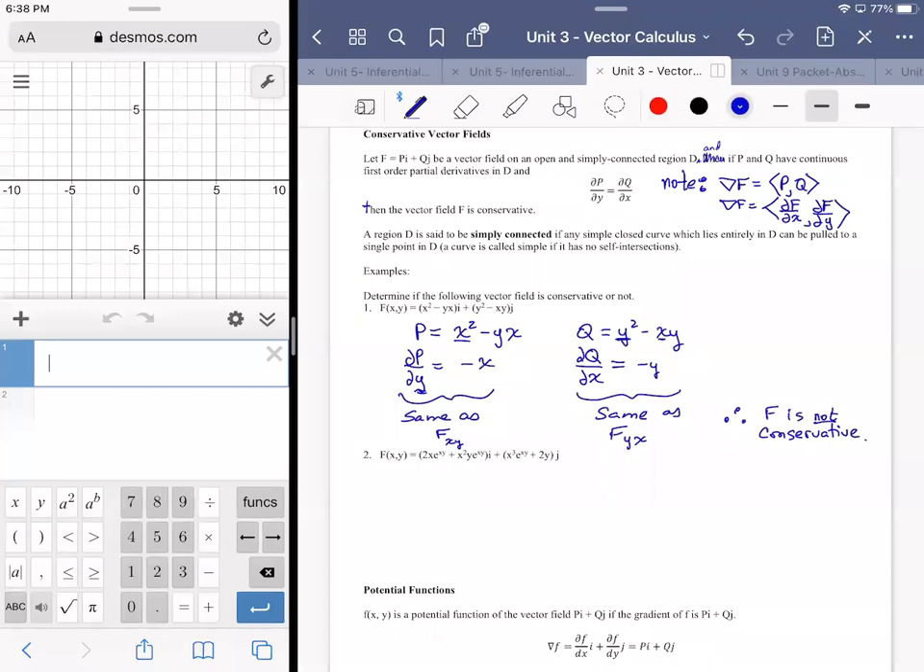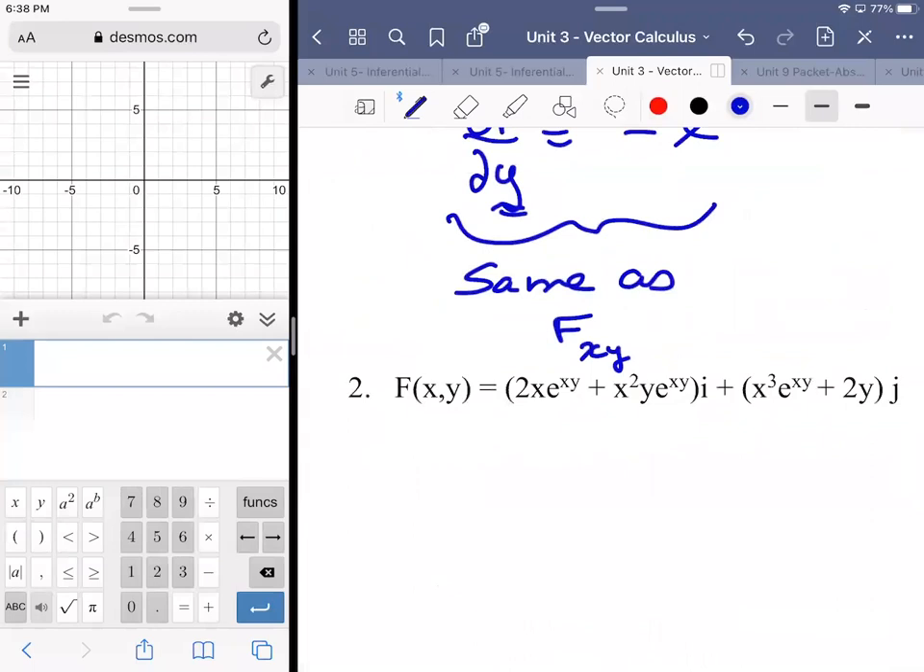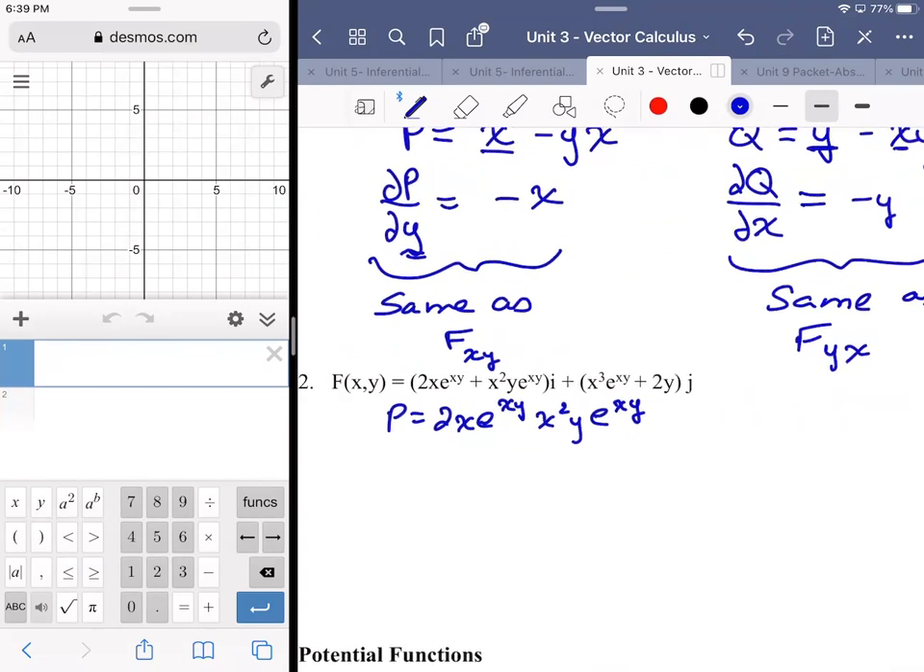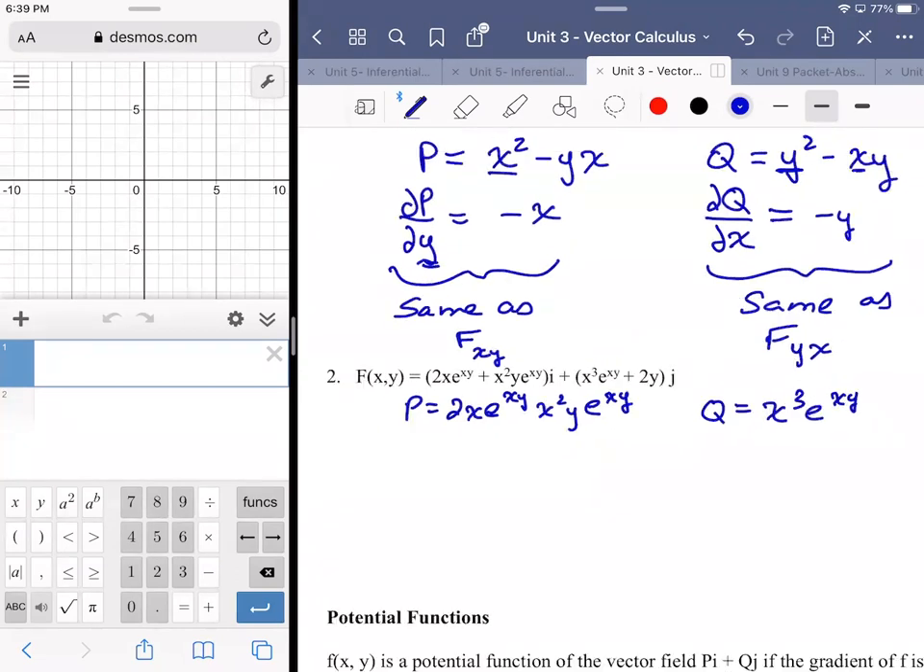Thank you. All right. So the next one, a little bit more complicated in terms of its appearance, but same idea conceptually. So P is 2x e to the xy, plus x squared y e to the xy, that's fun. Q is x cubed e to the xy plus 2y.